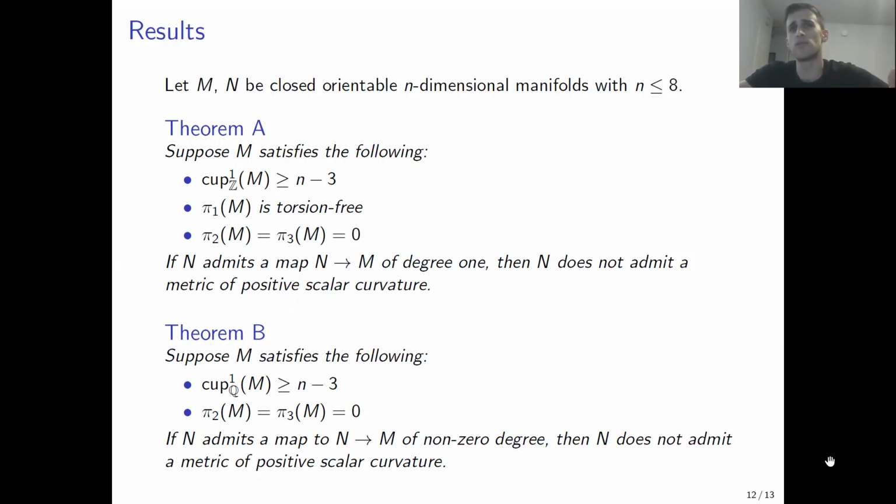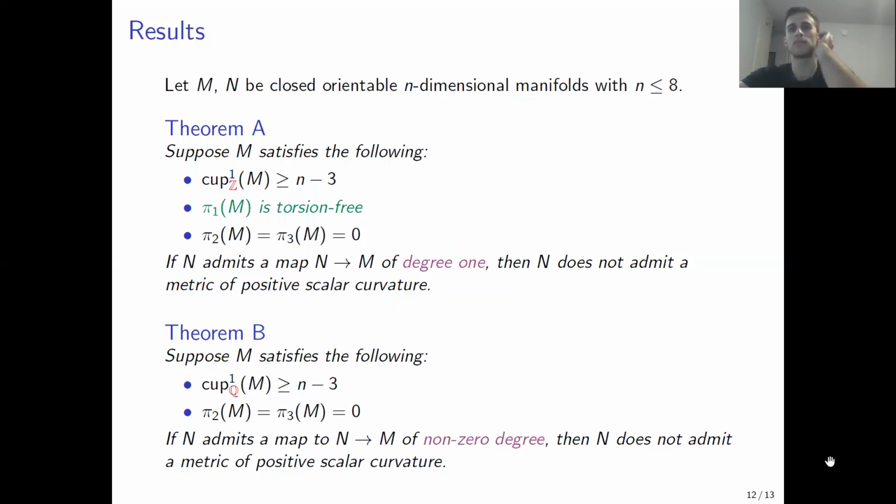So theorem A says you have a manifold which has cup length at least n-3, pi1 is torsion free, and pi2 and pi3 are 0. If you're in an aspherical manifold, these conditions on pi1, pi2, and pi3 are true, but you don't need the assumptions on higher homotopy groups. So if you have such a manifold M, and your manifold N admits a map of degree 1 to such a manifold, then N does not admit a metric of positive scalar curvature. Theorem B is stated slightly differently. There is a different set of hypotheses. Here now the H1 cup length with rational coefficients is at least n-3, and pi2 and pi3 are also assumed to be 0. Then if you have a manifold which admits a map of any non-zero degree onto M, that manifold does not admit positive scalar curvature.